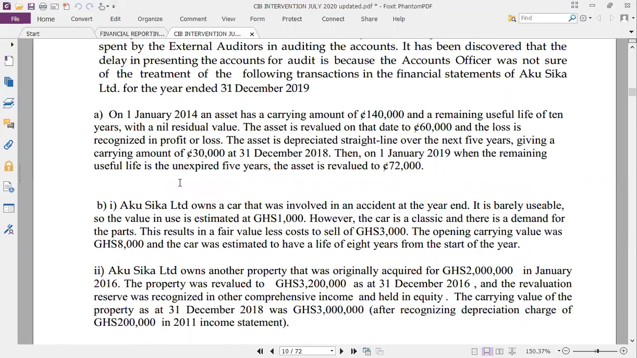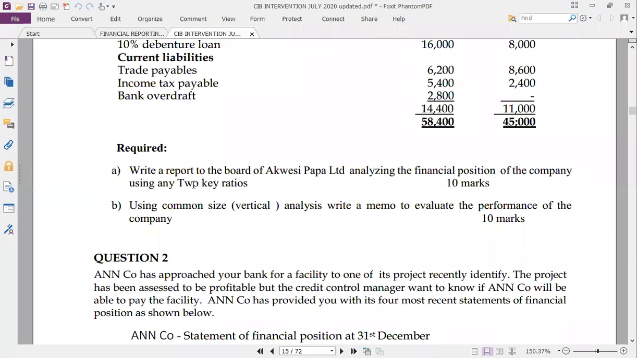Okay, so here it's the same thing. Write a report to the board of acquisition by analyzing the financial position of the company using any two key ratios: liquidity and solvency are the financial position ratios. Going for 10 marks, right? Using common size vertical analysis, write a memo to evaluate the performance of the company. Another 10 marks. Good. So let's go and look at that particular question that we read first.